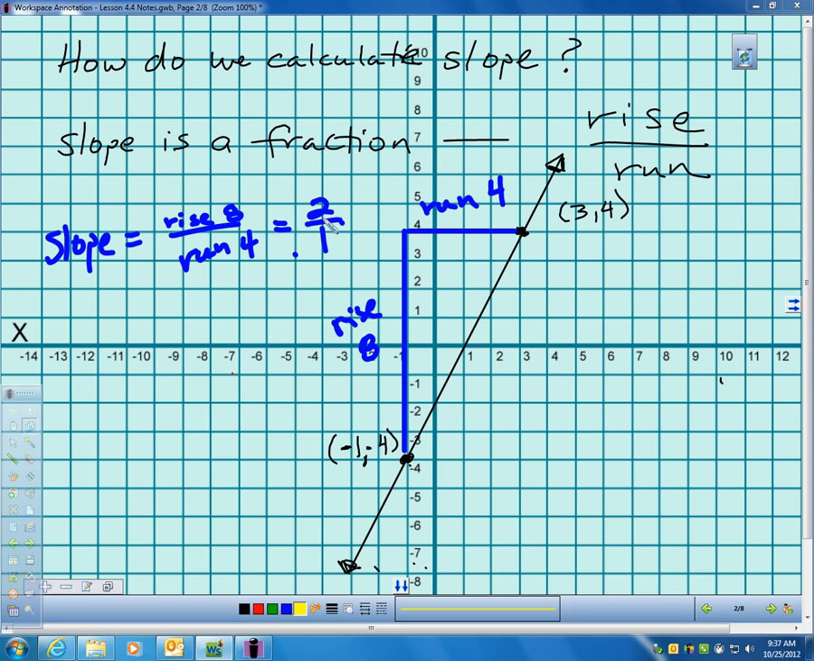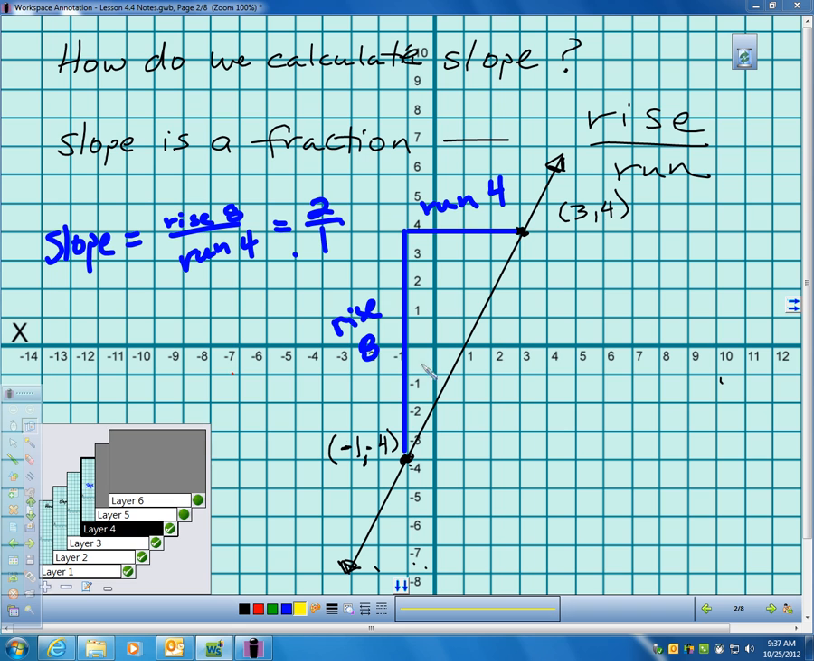A slope of 2 means every time I rise 2 units, now watch this carefully, I got to turn this layer on. If I rise 2 units, 1, 2, I run 1, and I touch the line again. If I rise 2 units, I run 1. There, I'm at my line again.